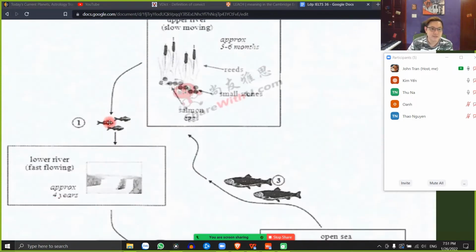So basically, when they move to the lower river, the river flows very fast, you know. They stay at the lower river for approximately 4 years.